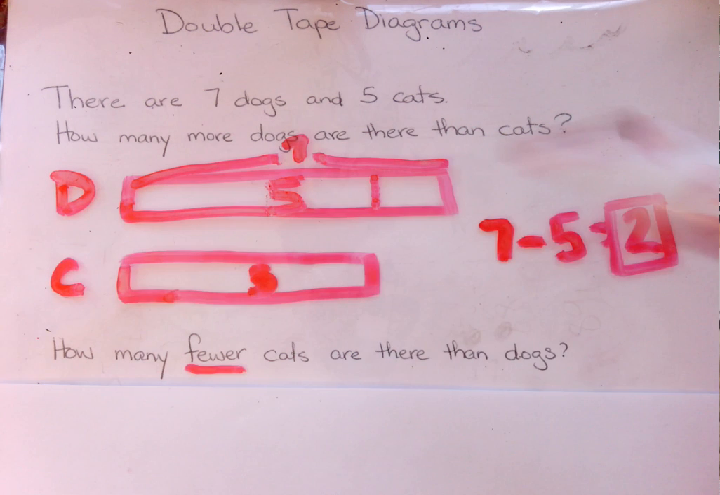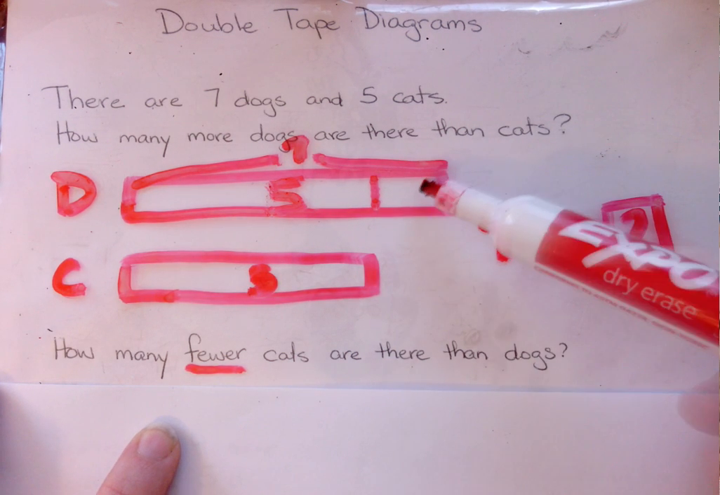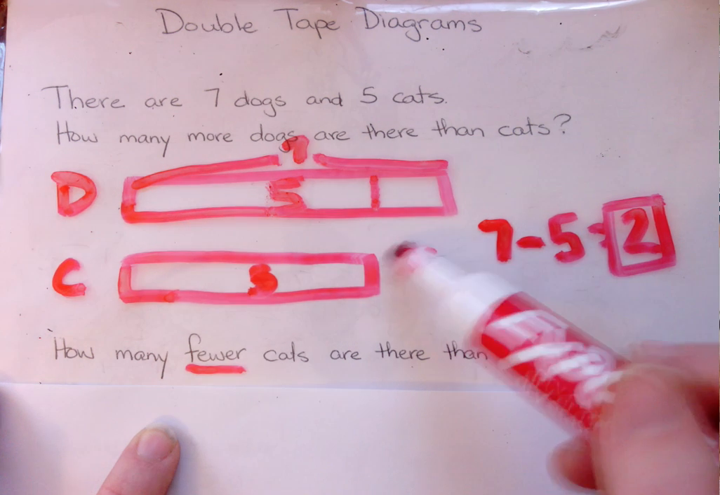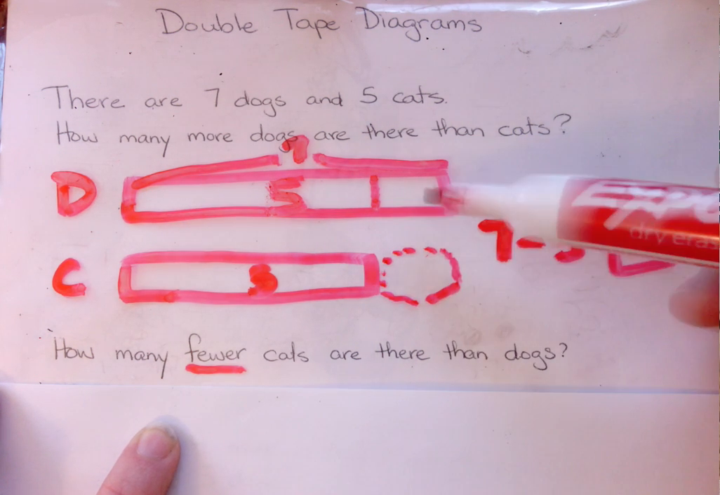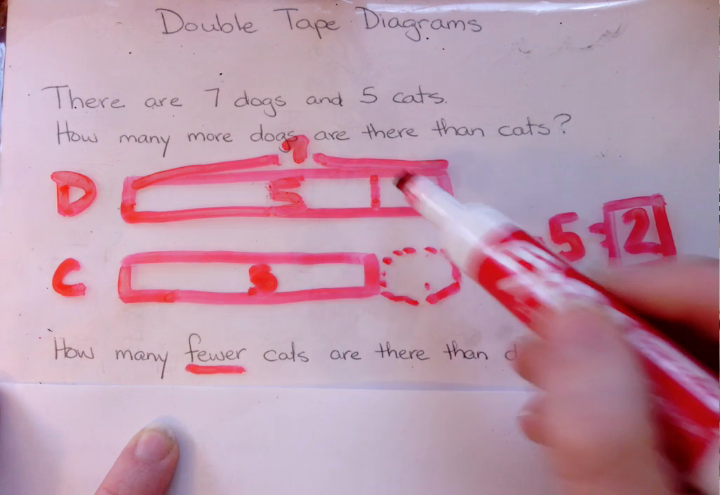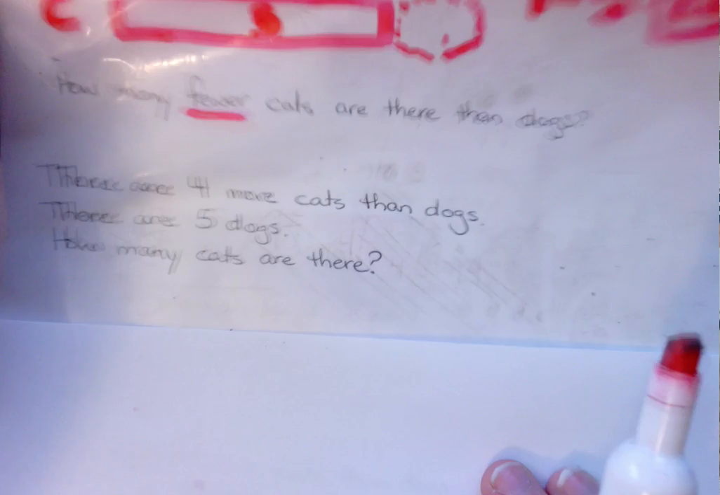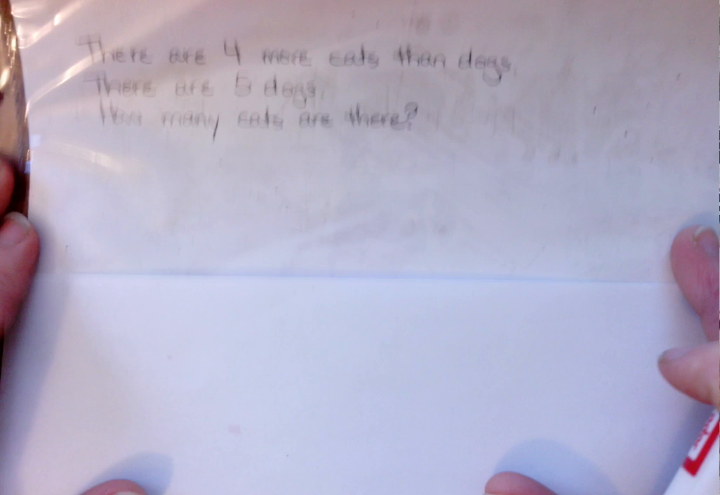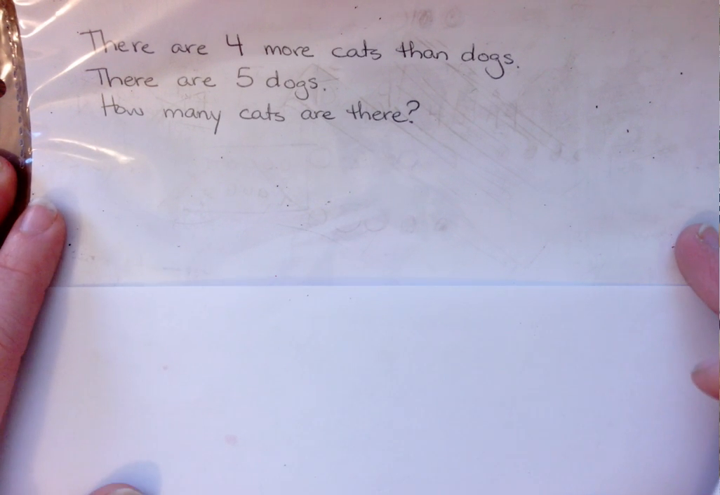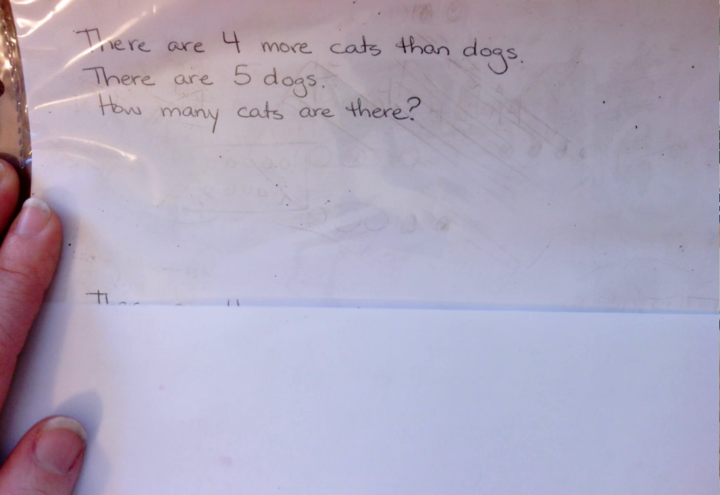And what we can do is say how many more dogs, that's going to be the same as how many fewer cats. So if I know that there are 2 more dogs, I also know there are 2 fewer cats. Let's try a more challenging problem. There are 4 more cats than dogs. There are 5 dogs. How many cats are there?